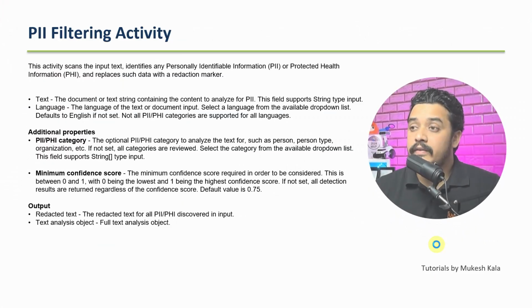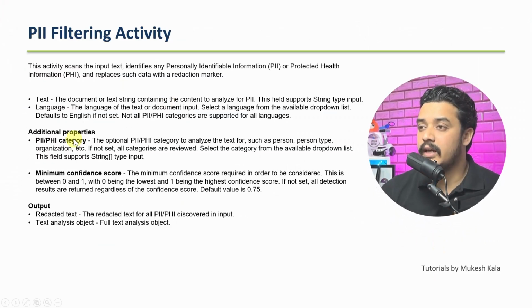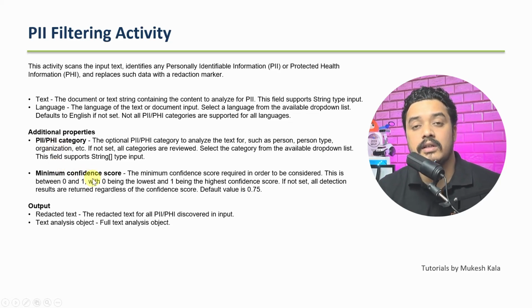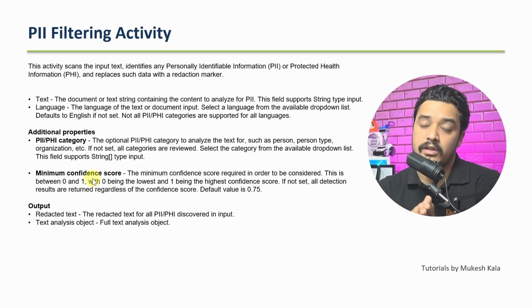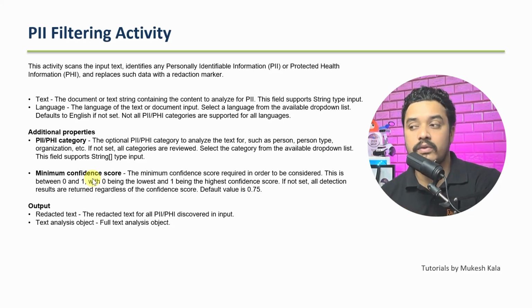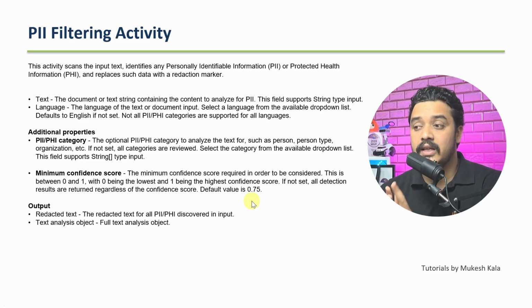This is the activity, right? We have seen that we have the additional properties, we have the confidence score, as with any AI model, UiPath is having with 0 and 1, 0 being the lowest, 1 being the highest. The default value is 0.75. You are free to change these settings. In the output you have two things. One was the redacted text, the text with discovered in the input, and the second one is the text analysis object, which is the full text analysis object.